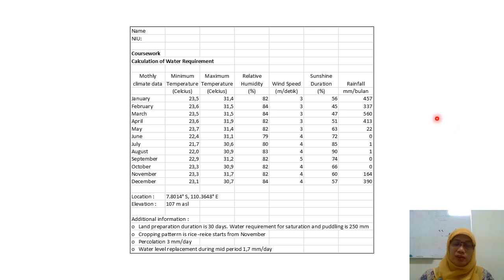I already sent you an Excel file, which inside you can find your coursework for calculation of water requirement. I provide the condition of monthly climatic data, temperature, maximum and minimum, and relative humidity, wind speed, and sunshine duration. And also I provide the rainfall.